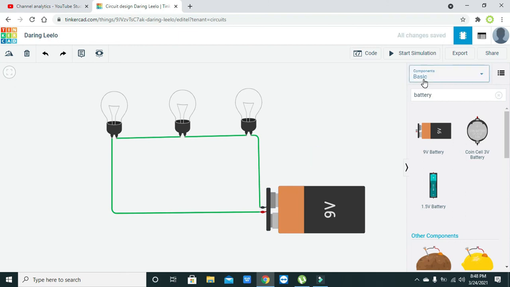Okay, now we are going to start our simulation, and now we can see that all are lighted up and all are in series. One more thing you should keep in mind: the voltage across each of the bulbs must be the same.